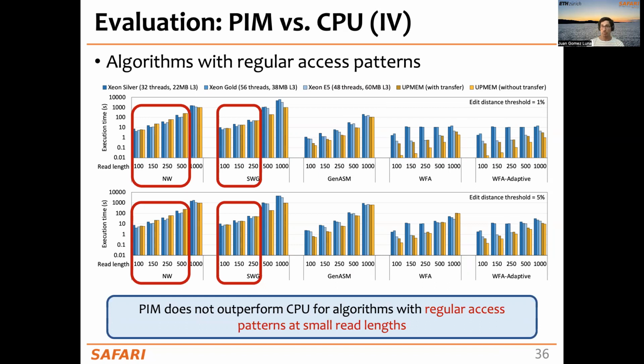And there are several potential reasons for this. When we have more regular accesses, the CPU prefetchers can operate nicely, so they can bring to the cache hierarchy the data, or part of the intermediate data structures that are needed. And especially when the read lengths are small, it's more likely that reads and also the intermediate data structures fit in the cache hierarchy, and this alleviates a lot the data movement bottleneck. So this explains why the PIM system is not especially good for these algorithms with regular accesses and when using small read lengths.